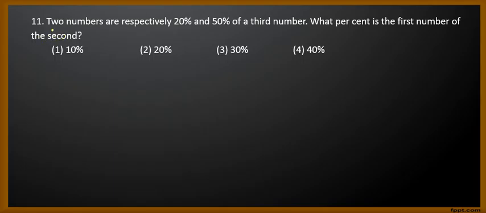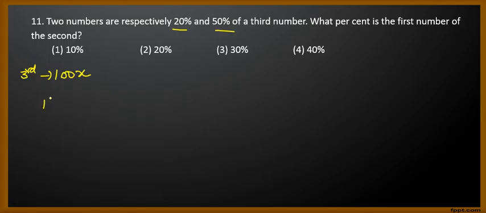Now look into this question. Two numbers are respectively 20% and 50% of a third number. What percent is the first number of the second? We don't know the values of the numbers, but they are given with respect to a third number. Here we don't have any information about the third number. What do I have to do? Assume the third number be 100x.